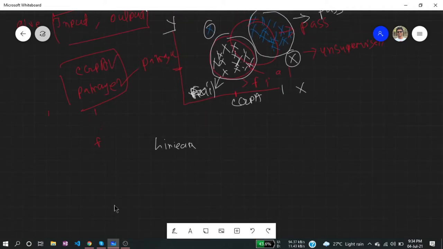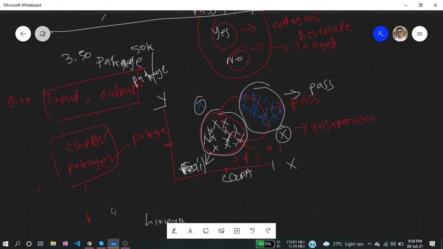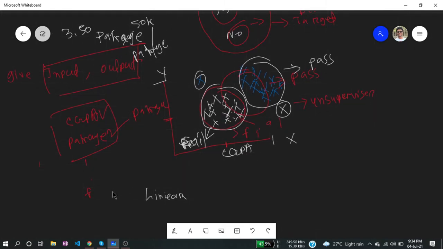So this is supervised and unsupervised. Under supervised we have this linear regression, and this, what is it?